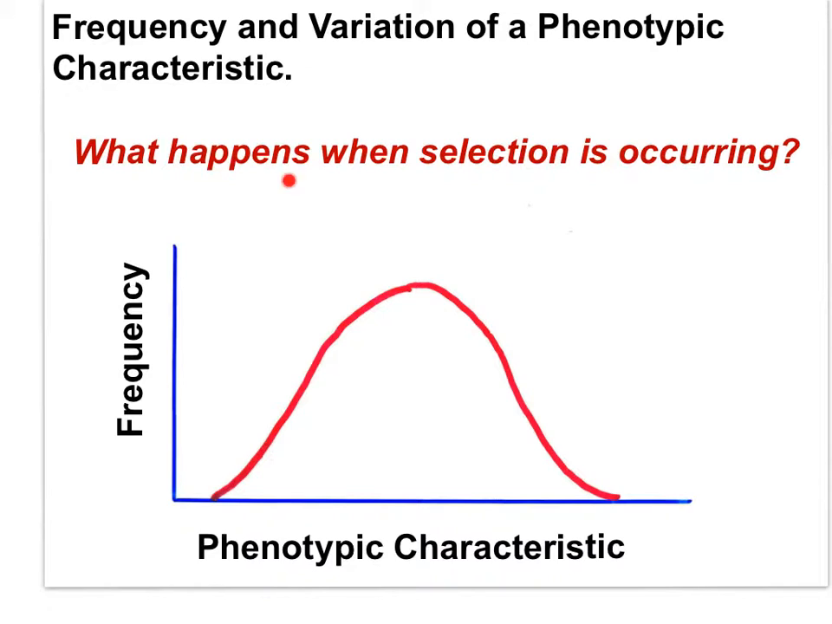What happens when selection is occurring? Does the frequency and variation of a phenotypic characteristic shift if selection is putting pressure on certain phenotypes in the population? For example, imagine that butterfly wing length varies genetically in the population, as you can see here. In the population, there are just a few small wings and just a few long wings, but there are many individuals with intermediate wing lengths.